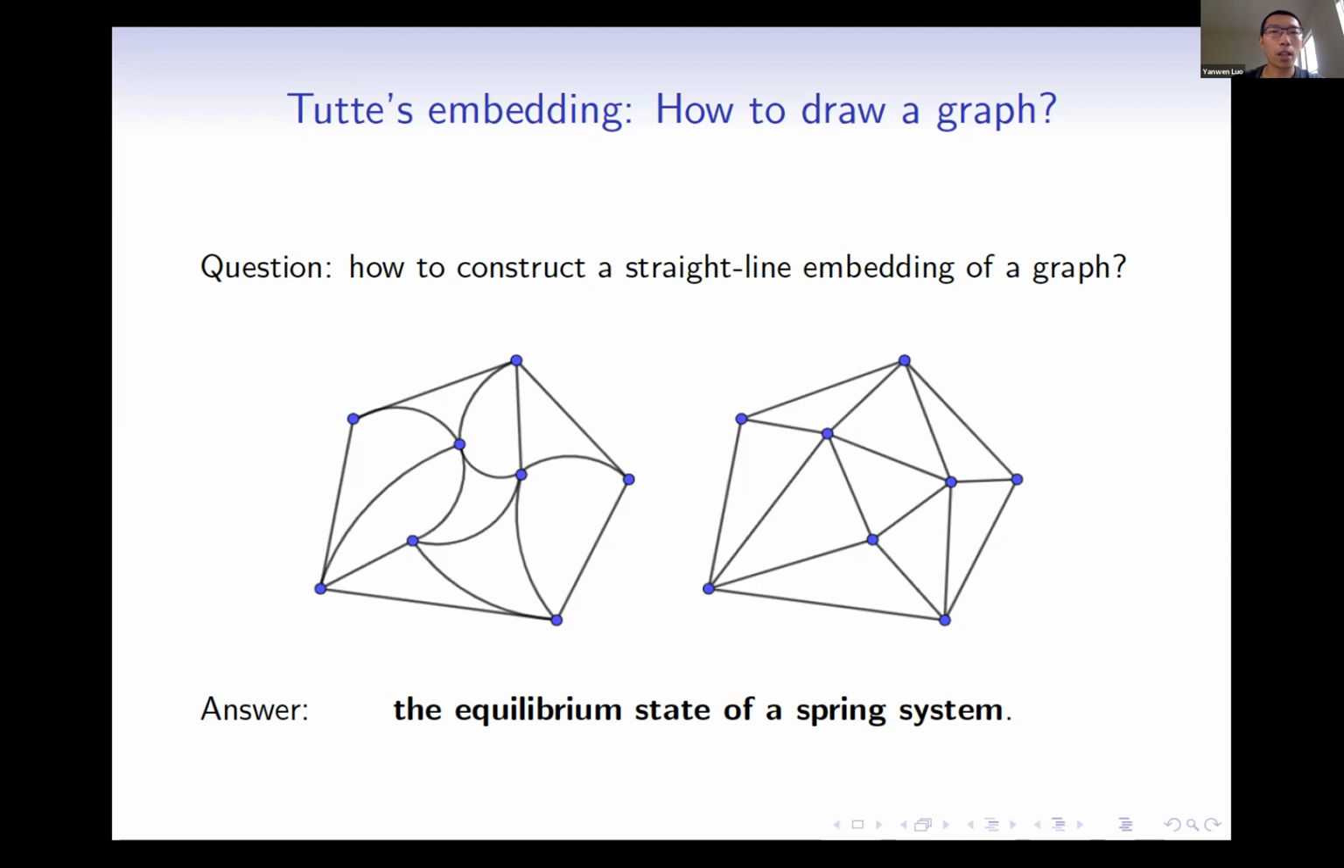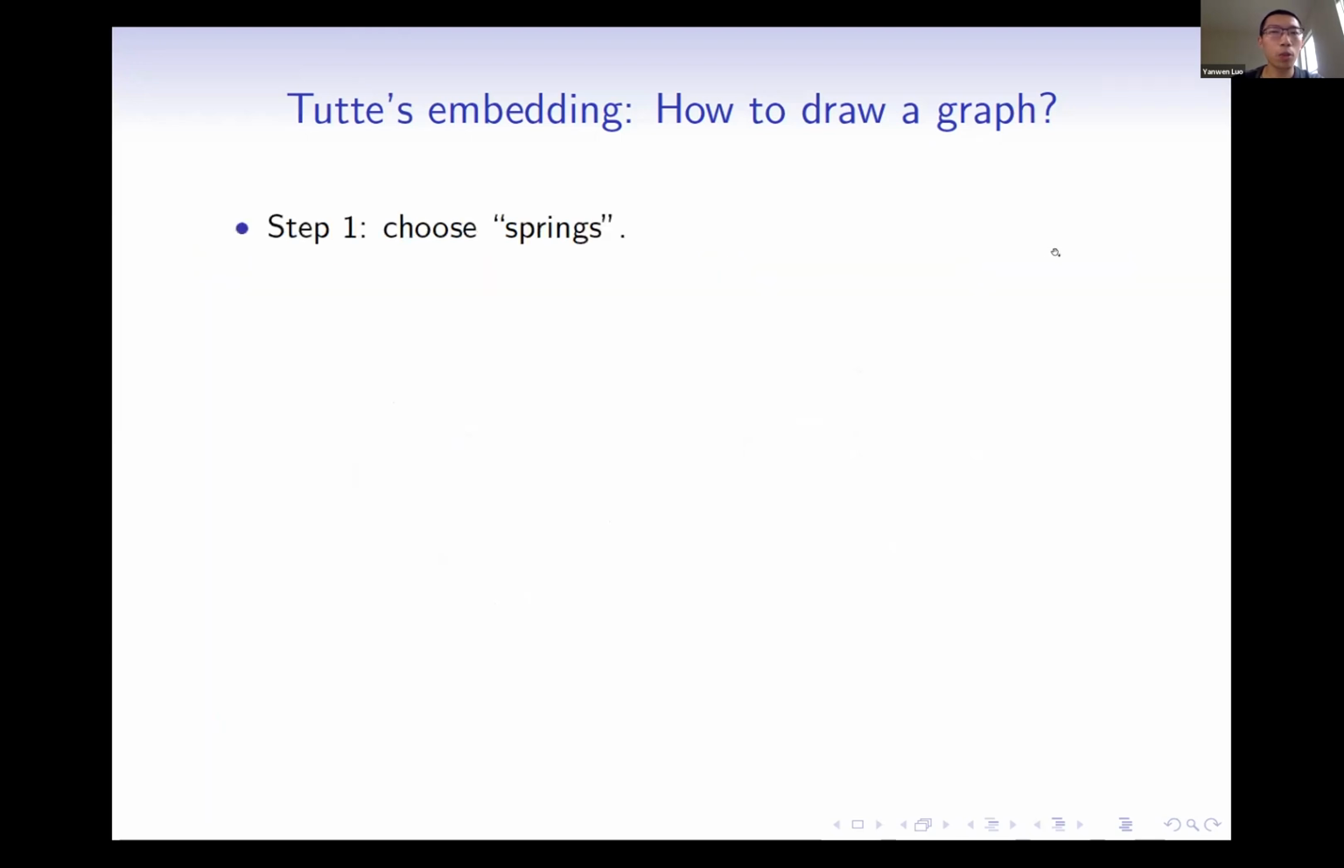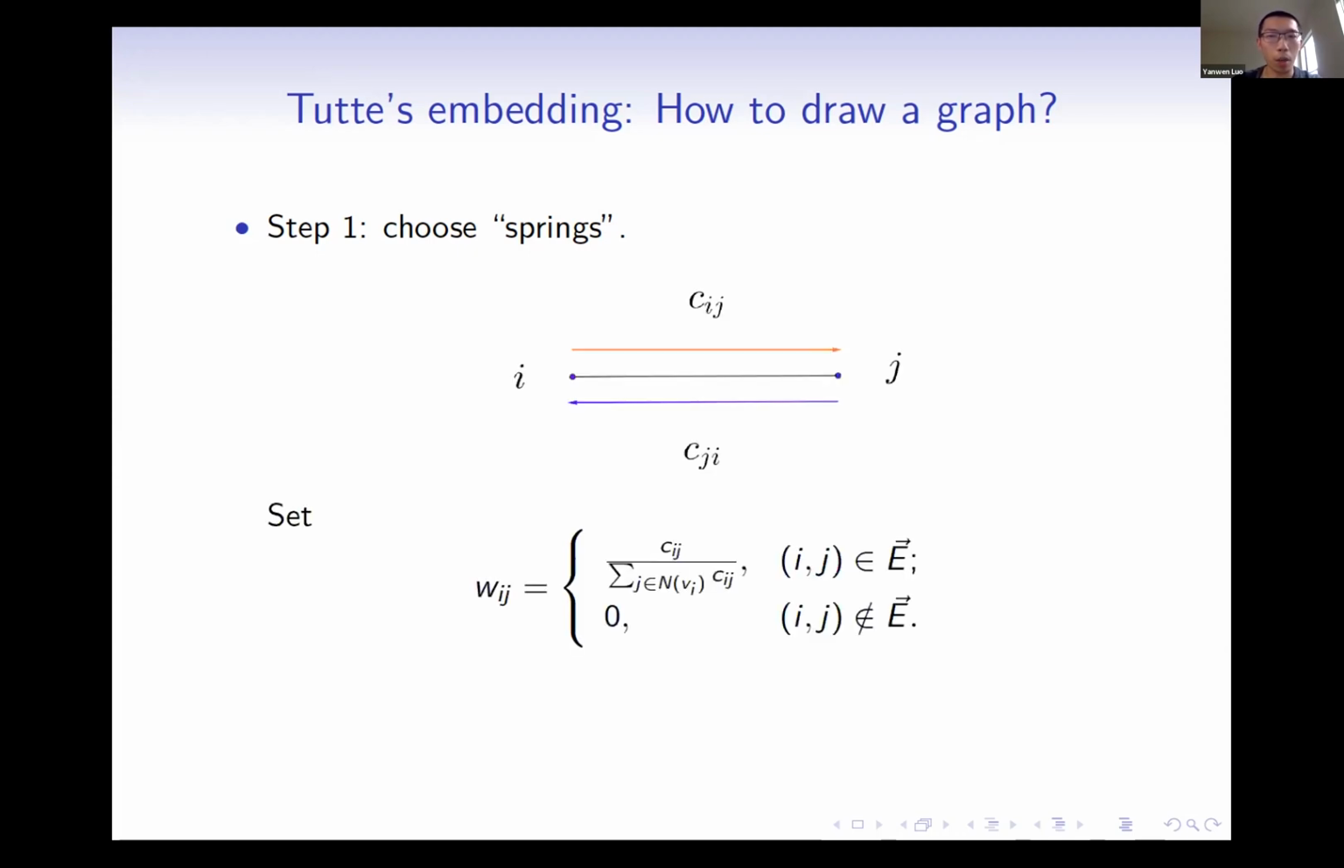Okay, and here are the detailed steps for this Tutte embedding. It's actually very straightforward. Step 1 is to choose the springs. For the springs, we can have a different spring constant for each edge. And here, actually, I'm going to assume 2 positive numbers, so they are just the Hooke constants. But the 2 maybe are the same, maybe different: a positive Hooke constant for each direction of one spring.